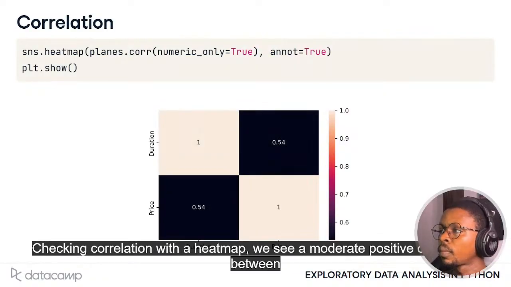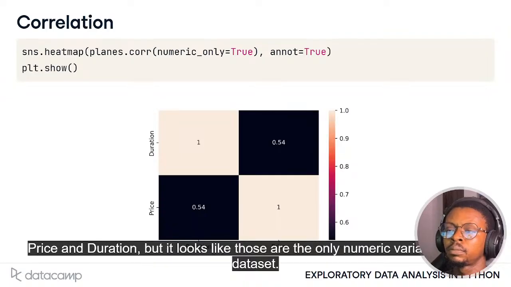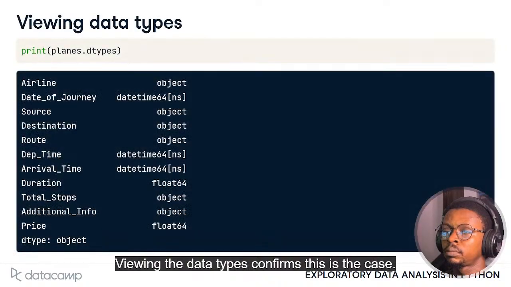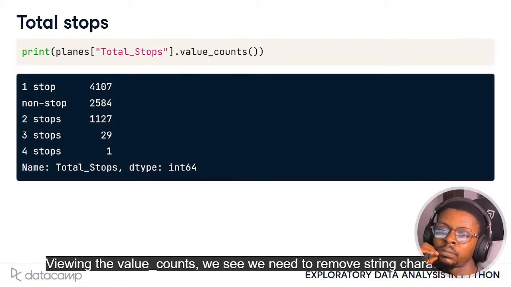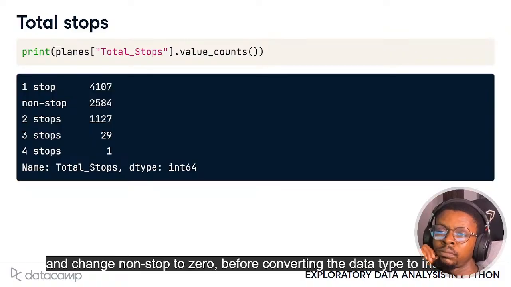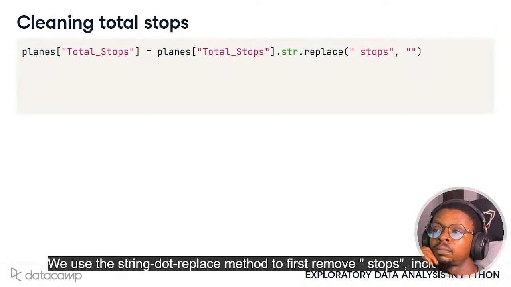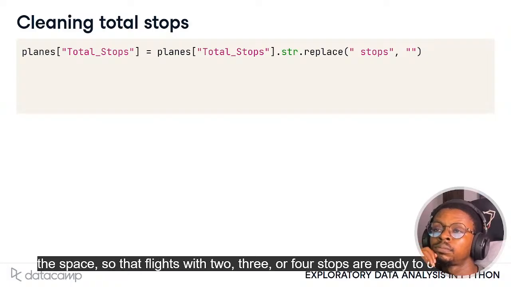Checking correlation with a heat map, we see a moderate positive correlation between price and duration, but it looks like those are the only numeric variables in our dataset. Viewing the data types confirms this is the case. However, total stops should also be numeric. Viewing the value counts, we see we need to remove string characters and change non-stop to 0 before converting the data type to integer. We use the string replace method to first remove stops, including the space, so that flights with 2, 3, or 4 stops are ready to convert.